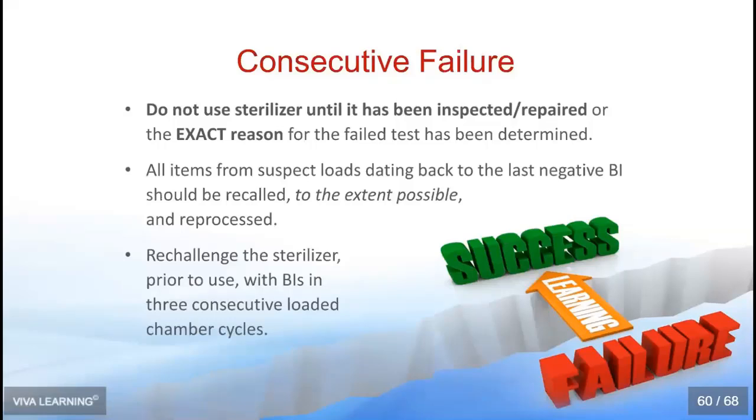At this point, what you must do is the sterilizer does need to be rechallenged, but it's not just with a single BI test. You need to put 3 consecutive BIs in 3 consecutive loads and run it with a full load of instruments. All 3 of those BI tests must pass in order to put the sterilizer back into service. If one of those doesn't pass, you need to start over at the very beginning with inspection, repair, or exact reason.